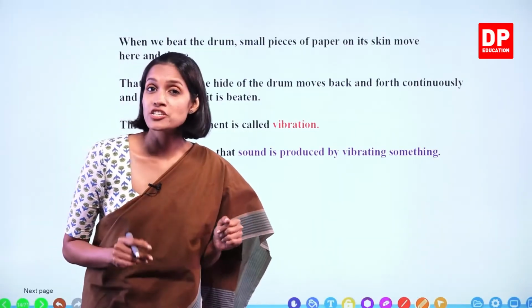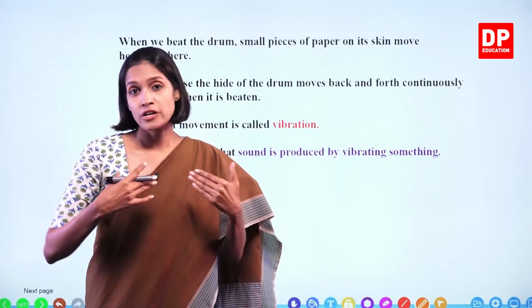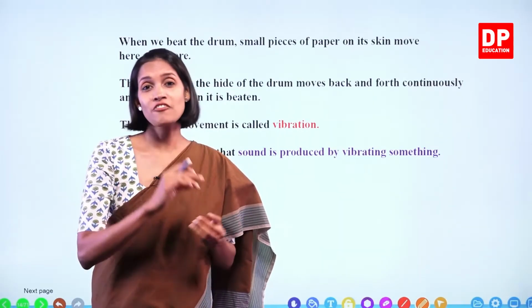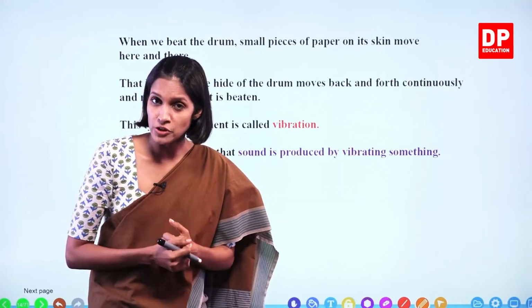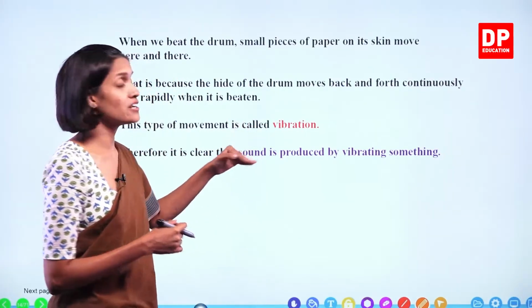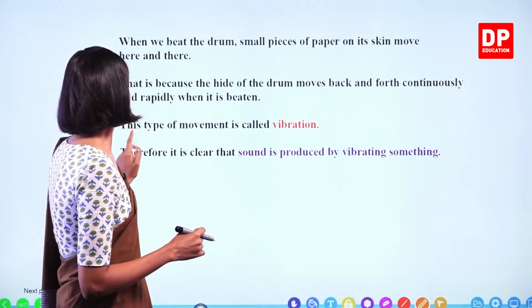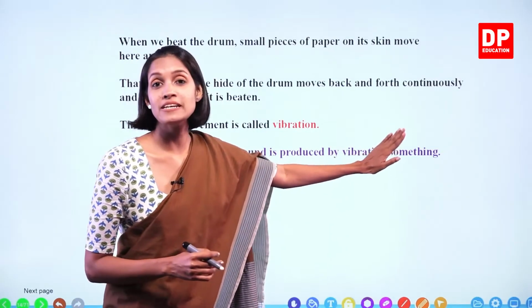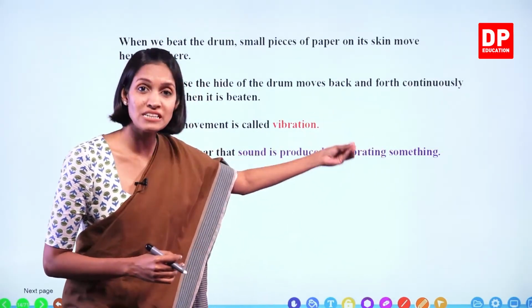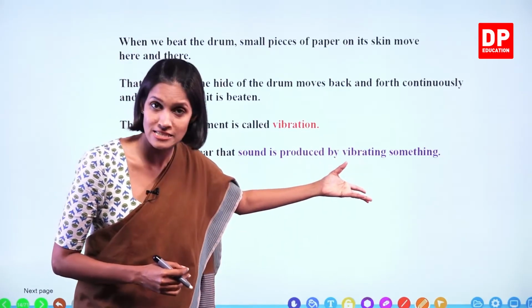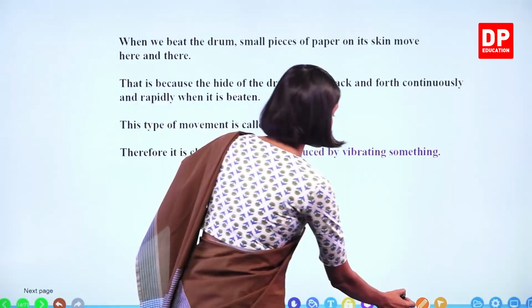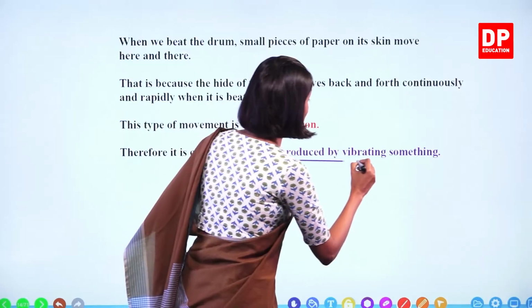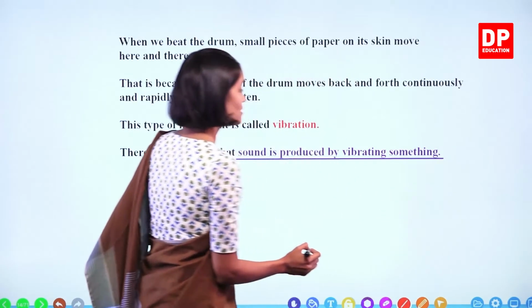So because of the vibration of the drum skin, sound is produced. The sound of the drum is produced. And because of the vibration of the metal piece of the bell, the sound of the bell is produced. So finally we can decide how sound is produced, children. Therefore, it is clear that sound is produced by vibrating something, vibrating materials, vibrating tiny particles. So this is very important. Therefore, it is clear that sound is produced by vibrating something.